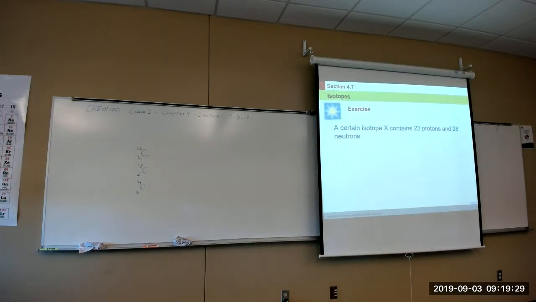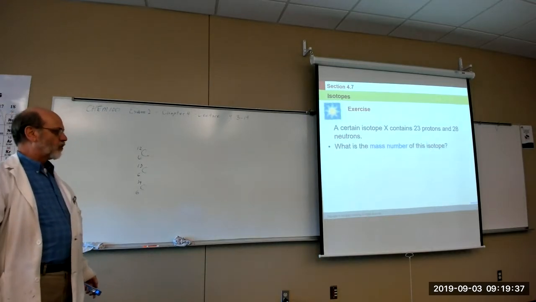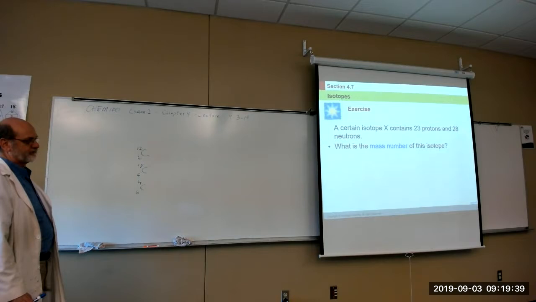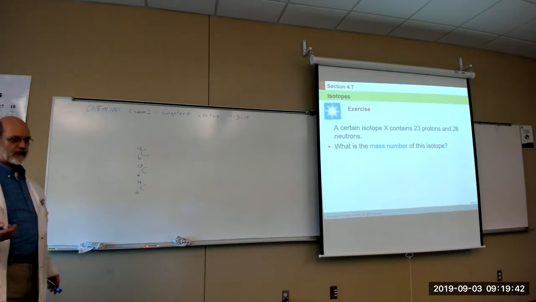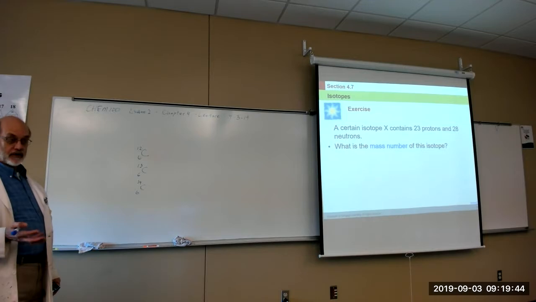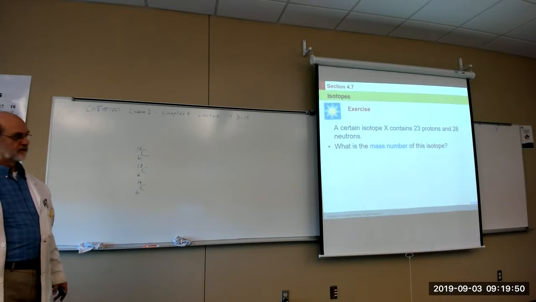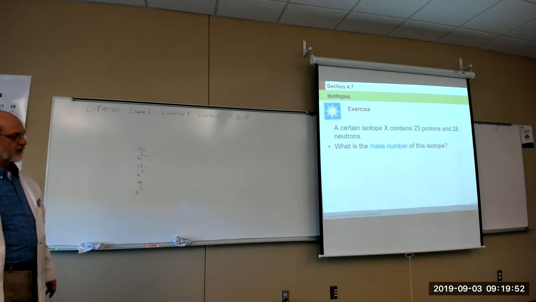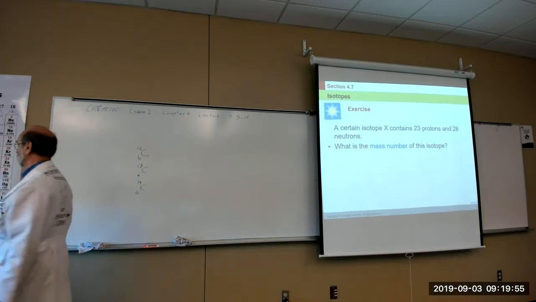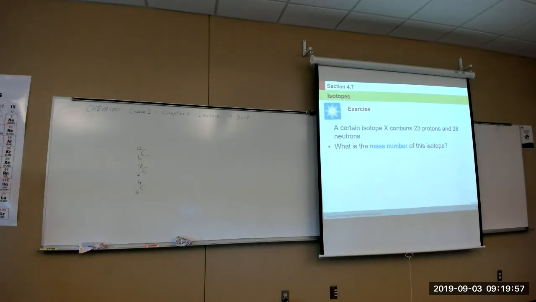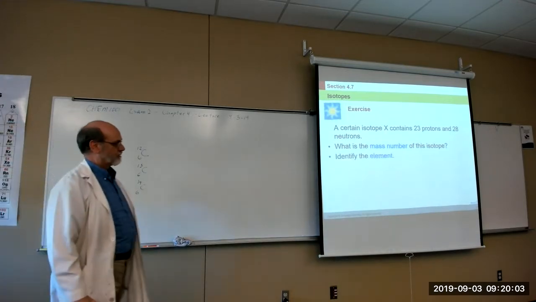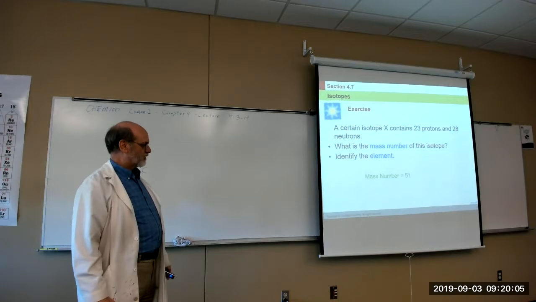So, let's see. Let me get through this chapter. So what's the mass number of this isotope? It has 23 protons, 28 neutrons. The mass number is the sum, right? So it'd be 51, right? 23 protons. What element is it? Vanadium. Vanadium. Right? With a mass number of 51.